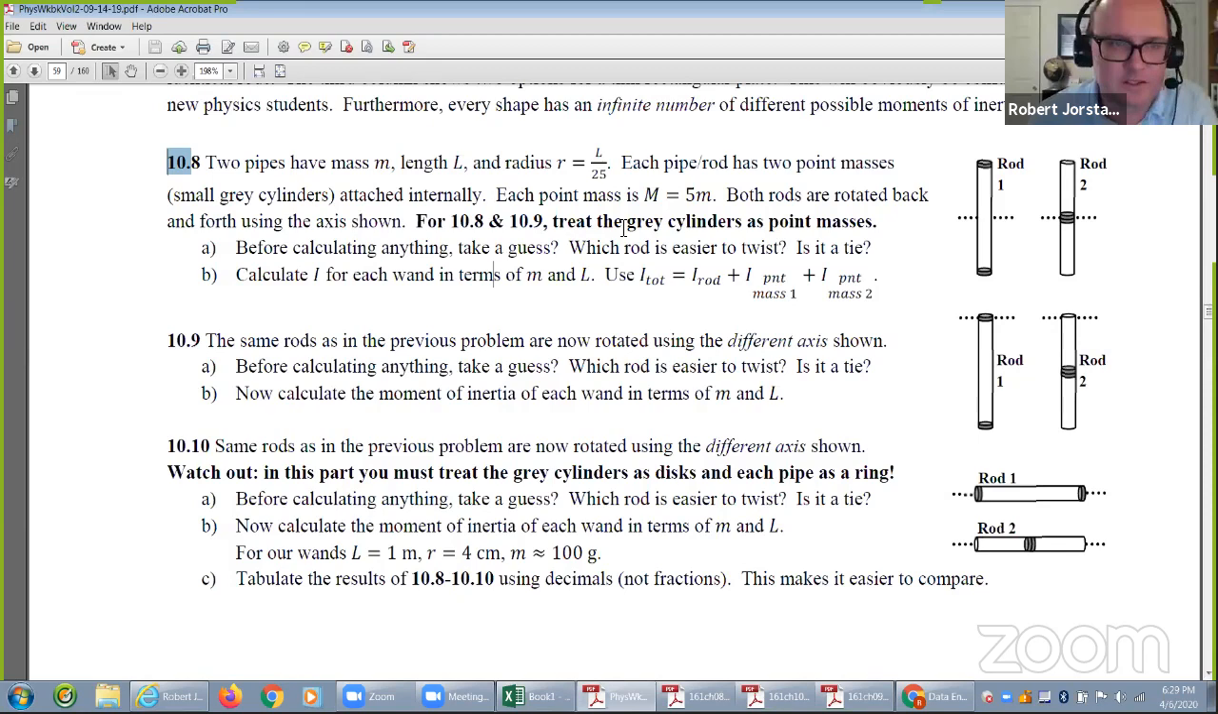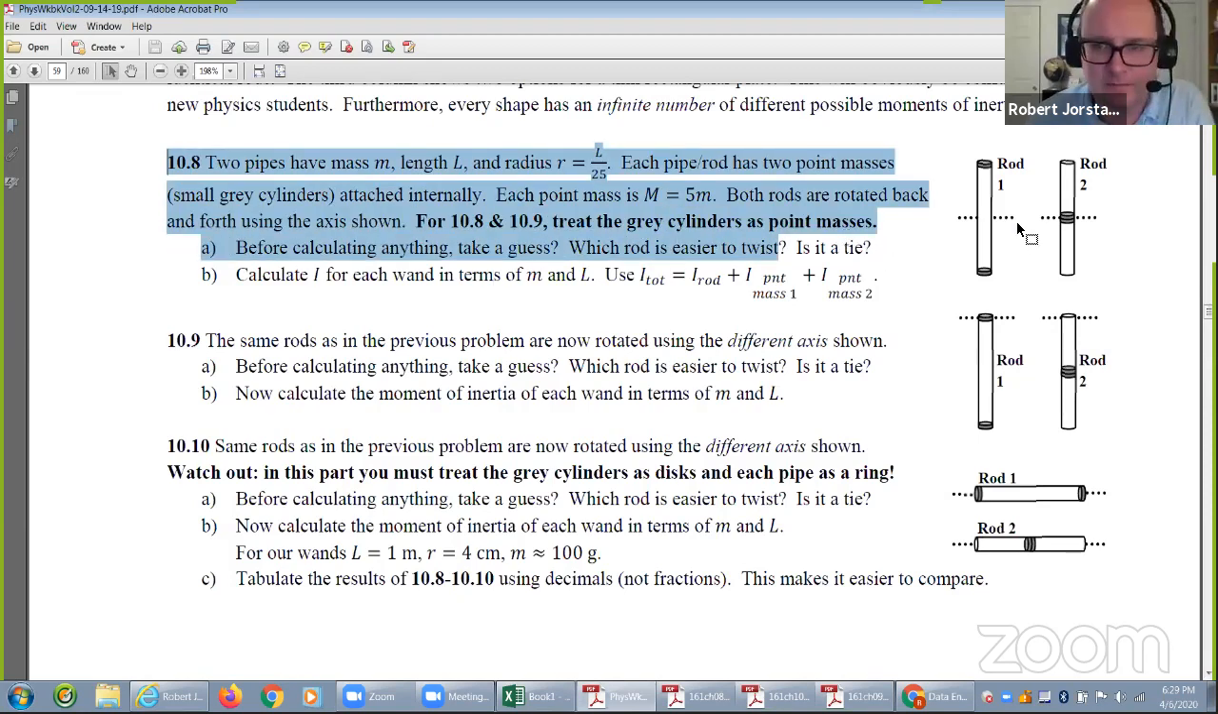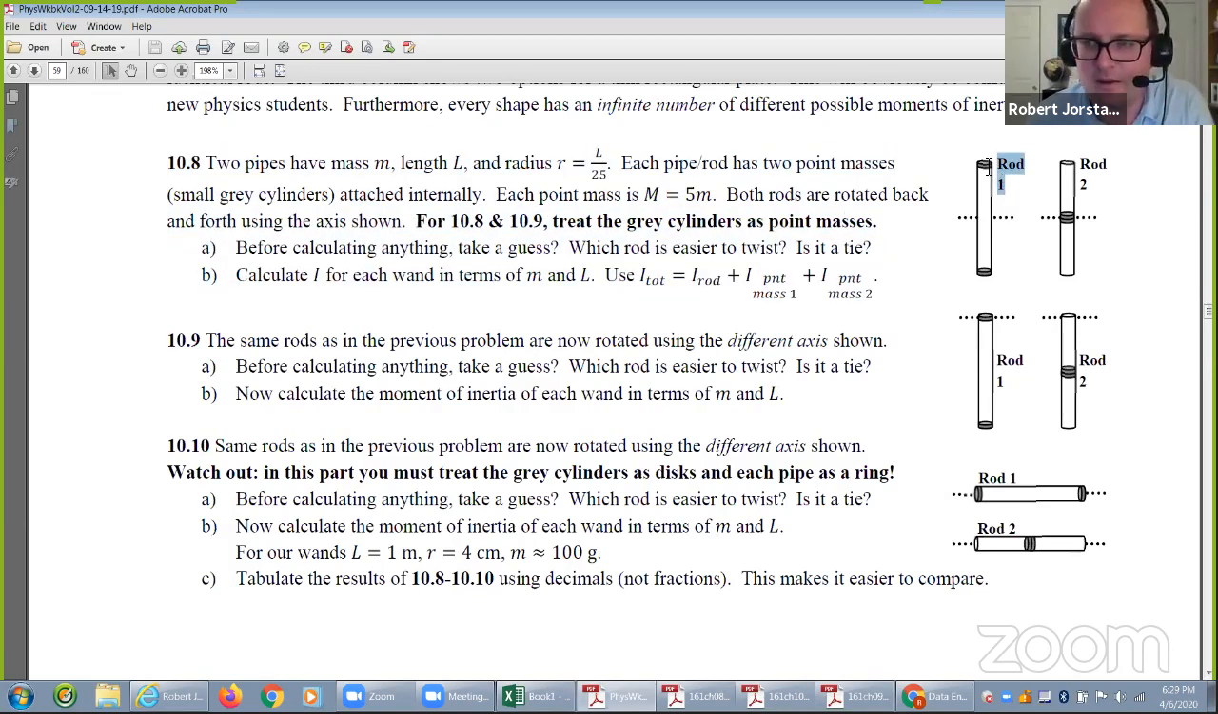Okay, so I'm looking at 10.8. So here's what we want to do. In rod 1, there's 2 point masses, the gray disks, and notice it says for 10.8 and 9, treat the gray cylinders as point masses. Okay, we've got this radius. So the radius is 25 times smaller than the length. And each point mass is 5 times m. So the pipe itself is the white pipe, and that has mass m. Then you're going to add to it 2 point masses with 5 times the mass.